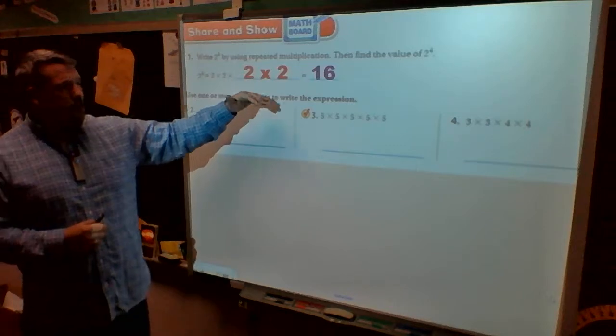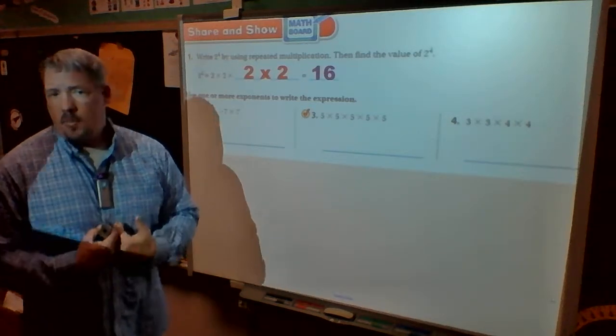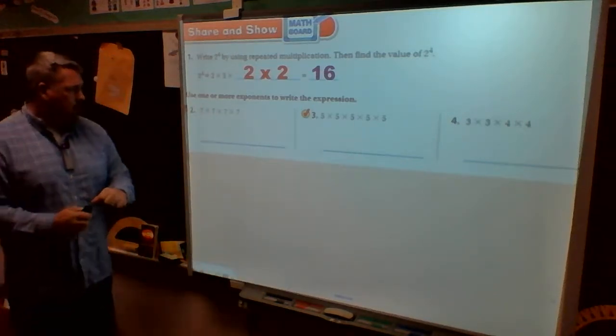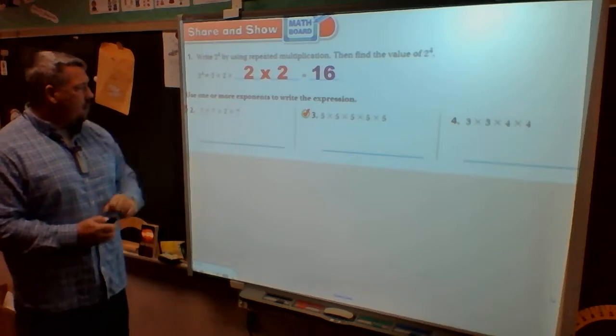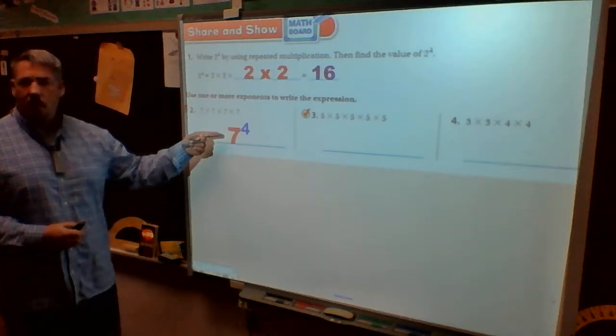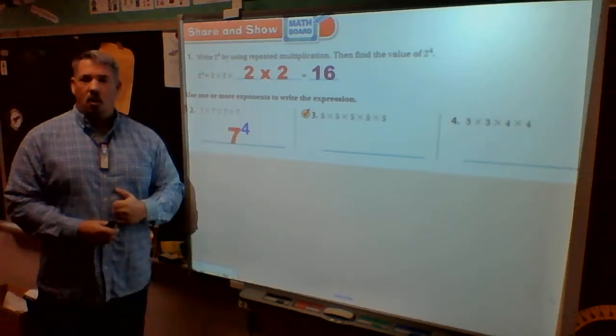Use one or more exponents to write the expression. So here I'm not asked to solve for these, but I'm a curious type of person, so I solve for them just to show you what the answers would be. So my base is going to be what? Well, I have one of them, right? So my base is 7, and how many times is it written down? 1, 2, 3, 4. So I have an exponent of 4.